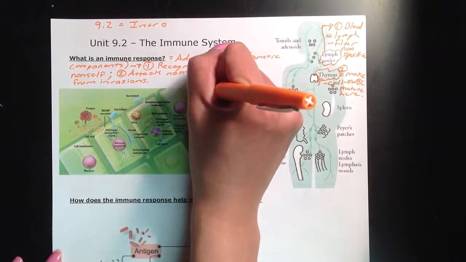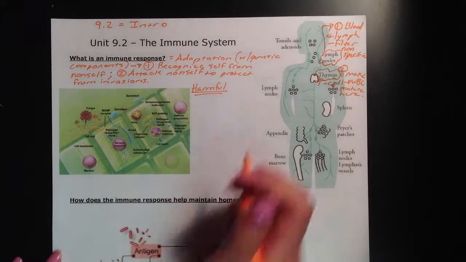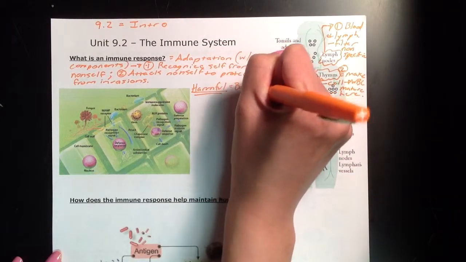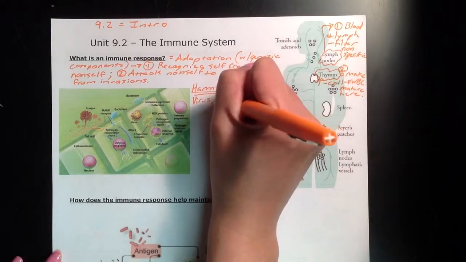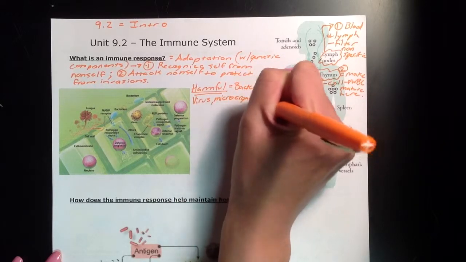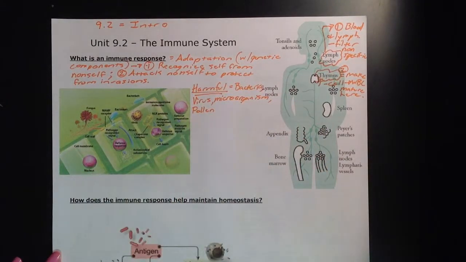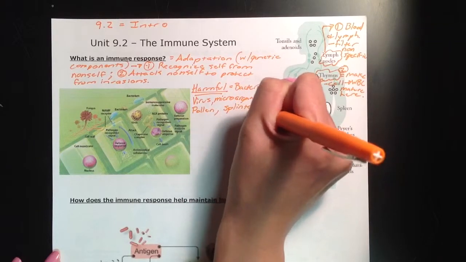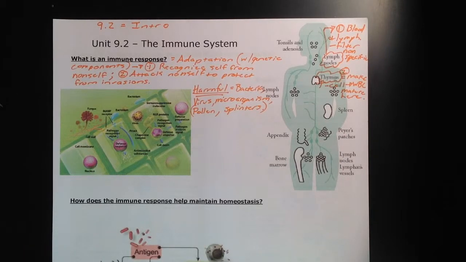When something is harmful, so you have to think about, well, what is actually going to be harmful in the body? Things that will be harmful will be, of course, bacteria, viruses, which are considered non-living, other microorganisms, such as protists, fungus. Pollen, however, is something that usually triggers an immune response, but may or may not actually be harmful. And then even things like splinters can trigger an immune response, even though those might not actually cause illness.